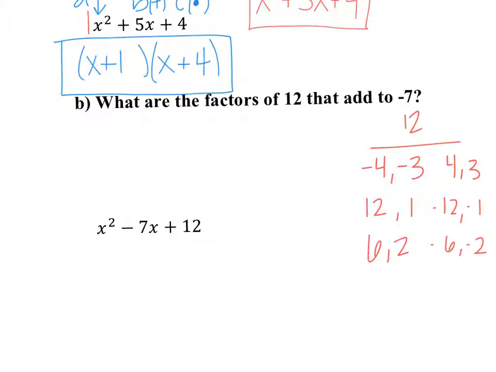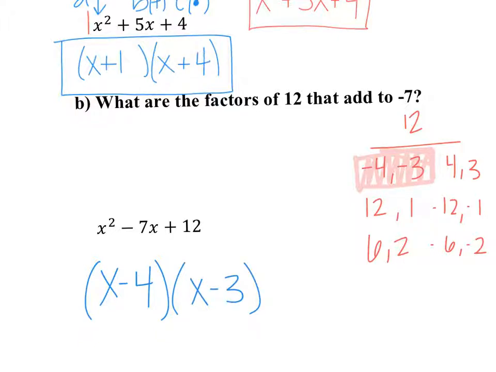All right. Do you guys see any of these factors that would add to -7? Which one? -4, -3. Good, -4 and -3. That's for sure. Okay, so knowing that, how do I set up my answer here? What would I do? Good, I have an x - 4, and I have an x - 3, correct? Okay, boom.